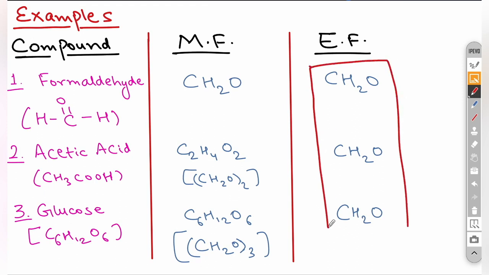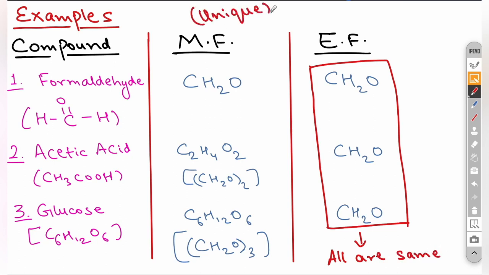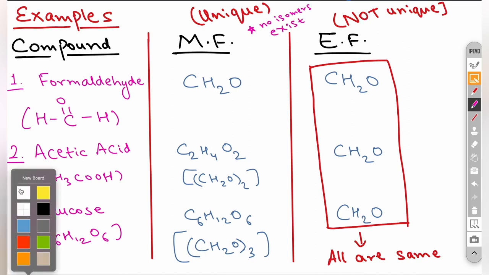Now we can observe here clearly that all the empirical formulas of these three compounds are the same. So we can write the conclusion that molecular formula is unique, whereas empirical formula is not unique. And molecular formula is unique only provided no isomers exist. So it's very easy, you can clearly determine the molecular formula and empirical formula.